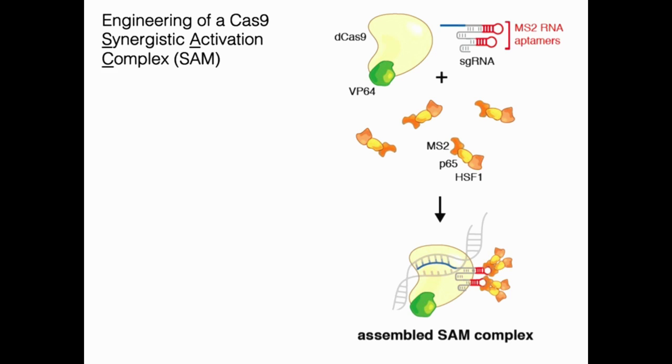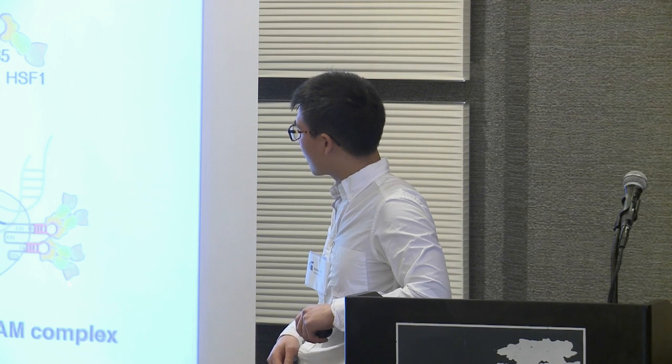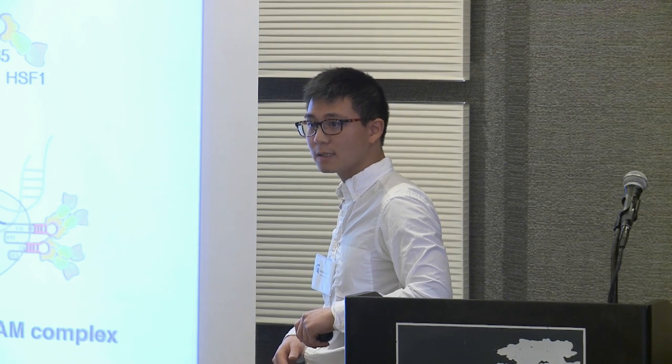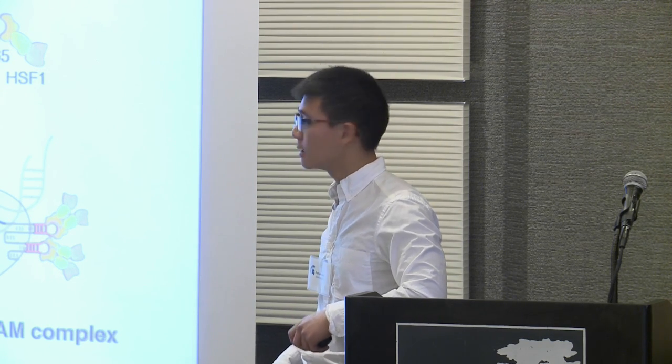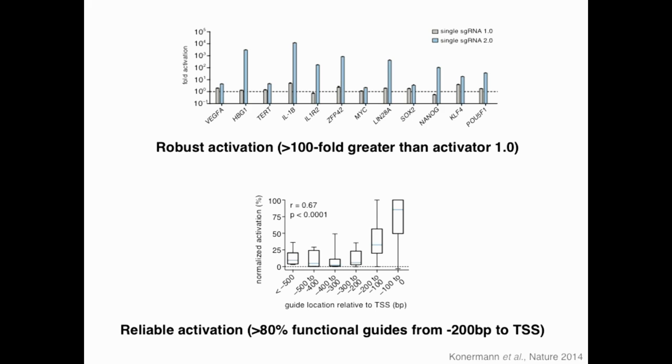And so what we did was to introduce these MS2 aptamers onto the stem loops of the Cas9 guide RNA. And the key realization was that by taking the MS2 protein, which binds specifically to this aptamer, you can fuse on two more transcriptional activator domains from P65 and heat-shock factor 1, and you could assemble this synergistically activated complex for very robust transcriptional control. And so you recruit not just the VP64, but multiple copies of the P65 and HSF1 domains at your locus of interest.